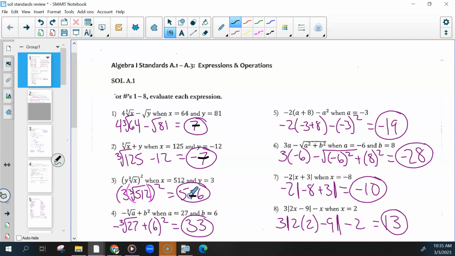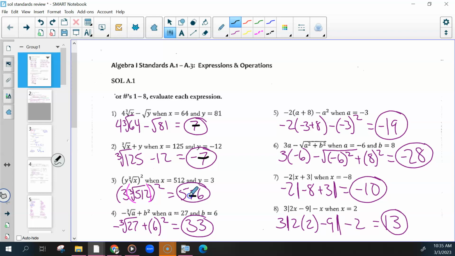What questions did we have on any of those? Are there any of those 8 that we want to see in the calculator or in Desmos? Number 8 in the calculator or in Desmos?